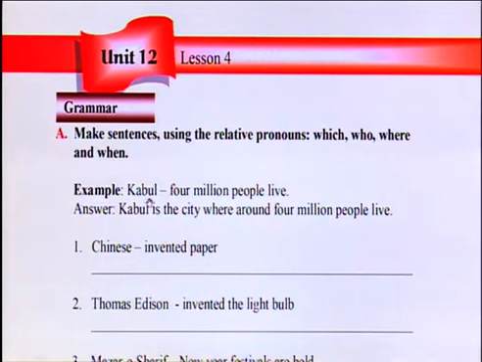Example: Kabul, 4 million people live. How can I make a sentence with these two phrases or clauses? Kabul is the city where around 4 million people live.